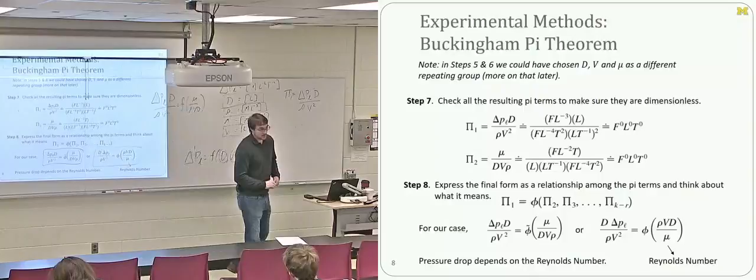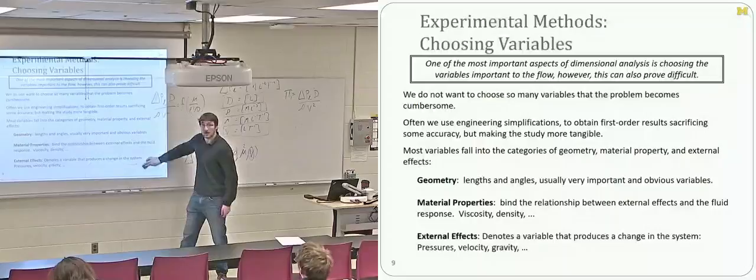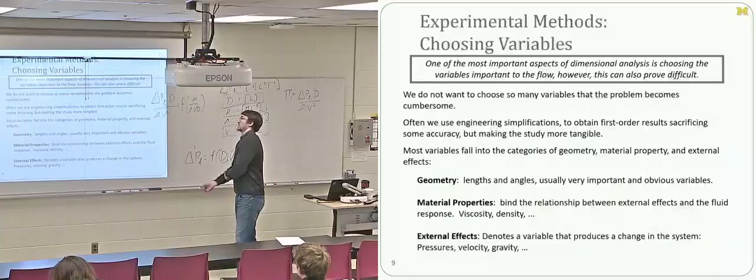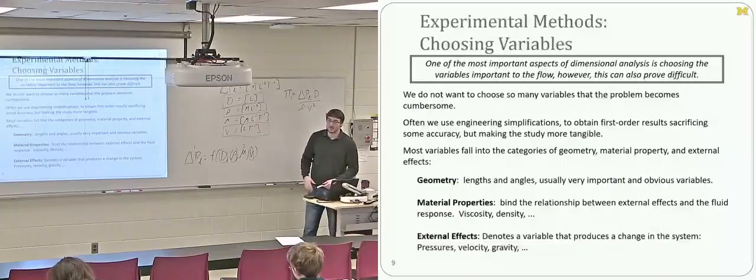So there are a couple of things that you want to be careful of when doing dimensional analysis, and I want to touch on these, and then we're going to do one more example. So the hardest part of dimensional analysis is first picking what your variables are going into the problem.